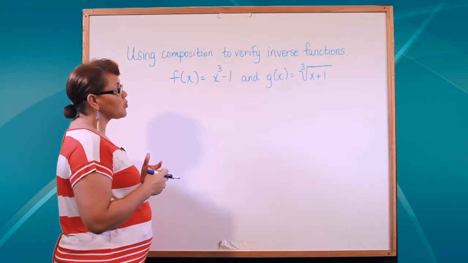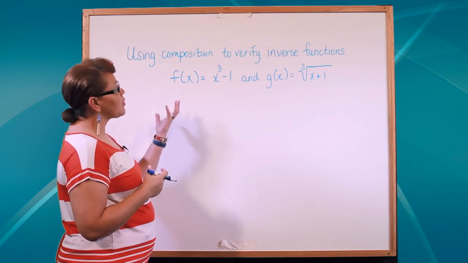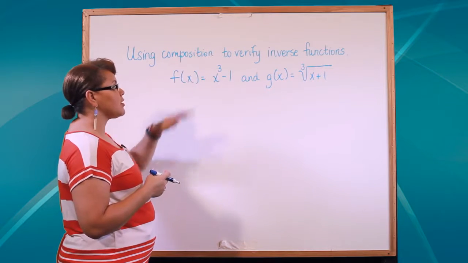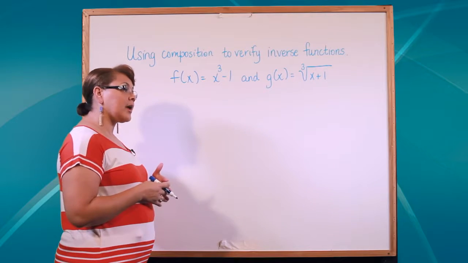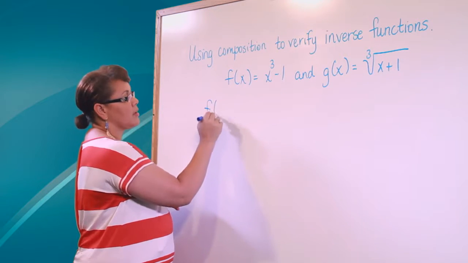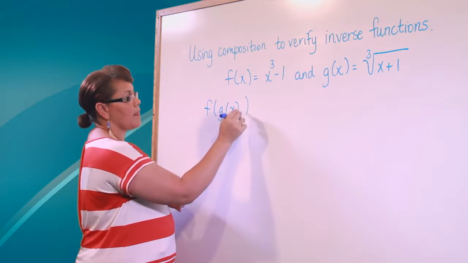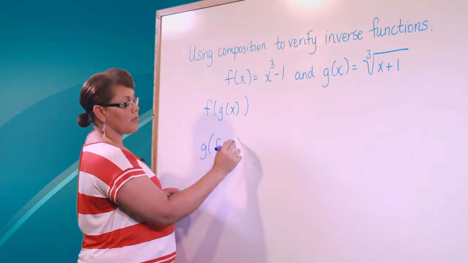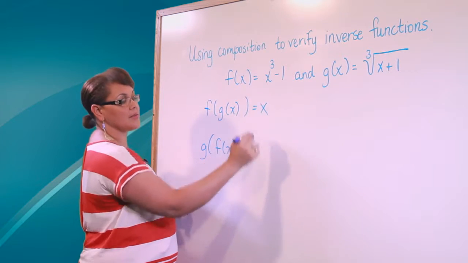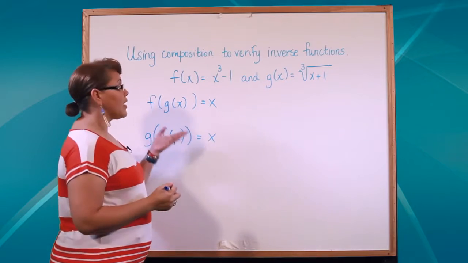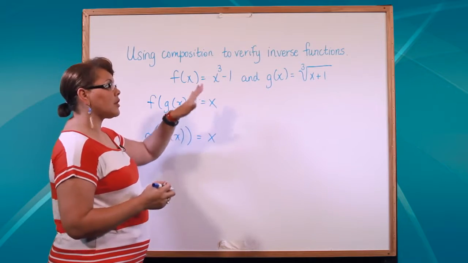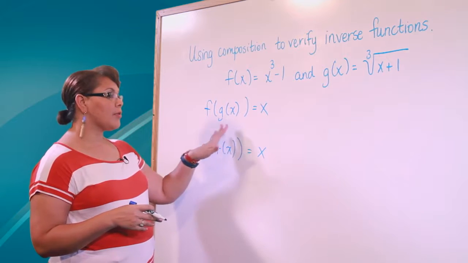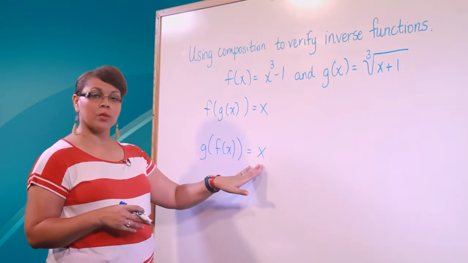And the composition rules state that to determine if two functions are inverses of each other, if I use composition, both of the solutions that I will get for f of g of x and for g of f of x should both equal x. So we are going to prove and show you that these two functions are inverses of each other because when I apply composition in both directions, the solution will be x.